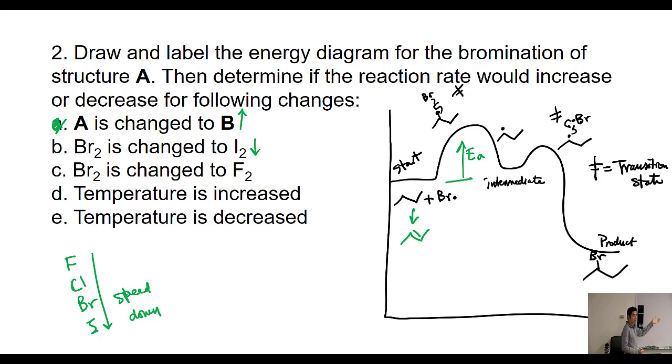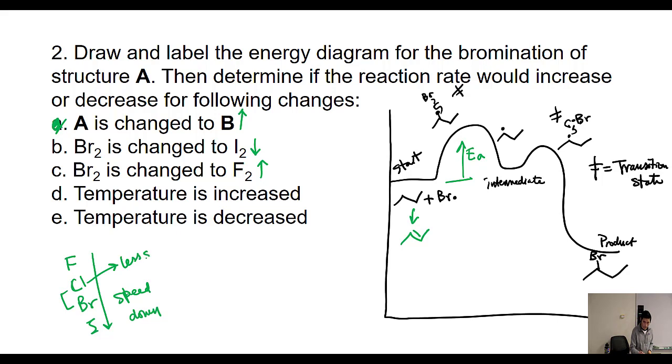But if I change it to fluorine, it would speed up, and you would probably die because it is very, very dangerous. Very fast. Explosively fast. Okay? So I did this so that we can think about speed. The main ones that we work with are chlorine and bromine.